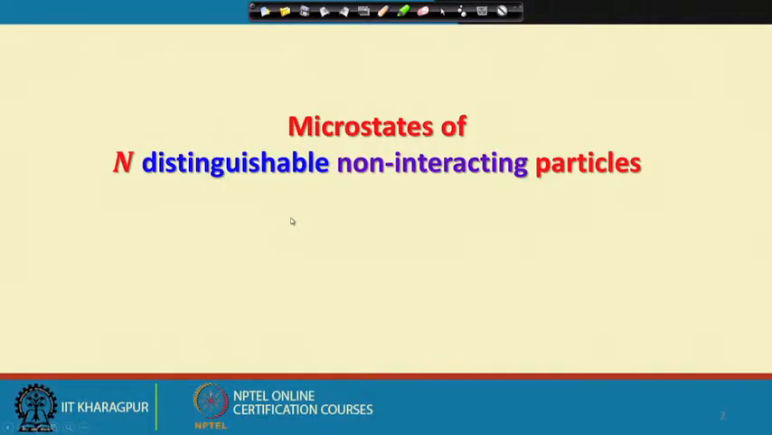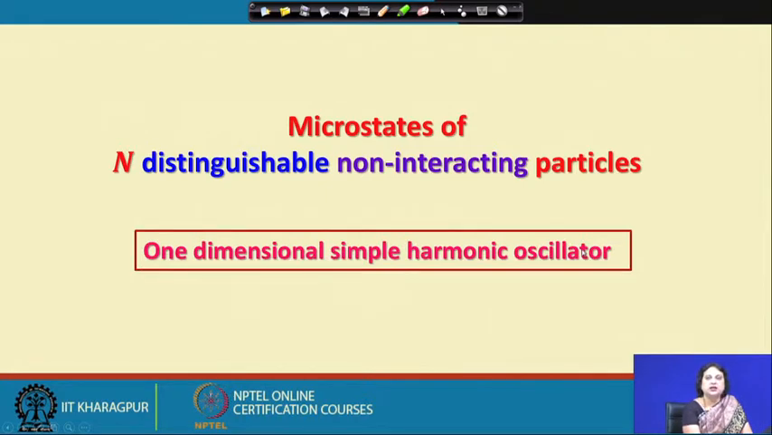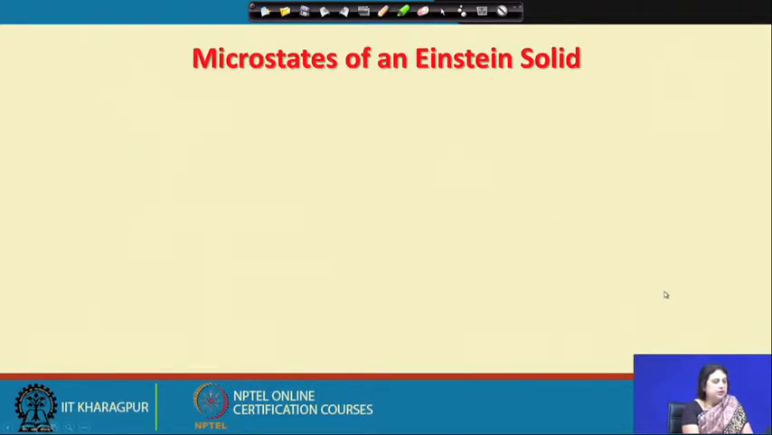Now, in today's lecture, we are going to talk once again about the microstates of capital N distinguishable non-interacting particles, but in today's discussion we are going to talk in terms of one dimensional simple harmonic oscillators. Now, let us see what the microstates of an Einstein solid are.